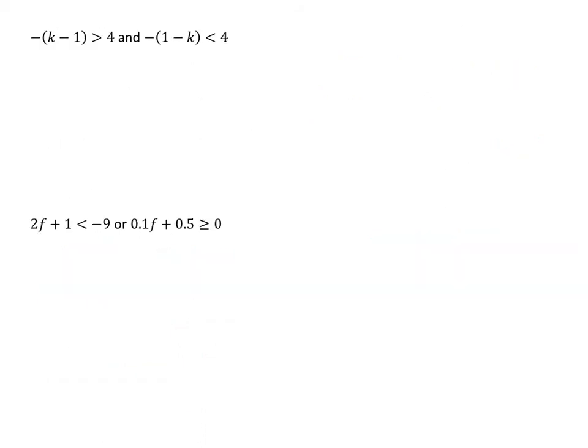Let's try a couple more. The first thing that I might do here is distribute this negative. So I have k minus 1. I'm sorry, divide both sides by negative. I get k minus 1 is less than negative 4. So that means that k is less than negative 3. If I do the same thing on the other side, I divide by a negative 1. I get 1 minus k is greater than negative 4. So that gives me negative k is greater than negative 5. So k is less than negative 5.